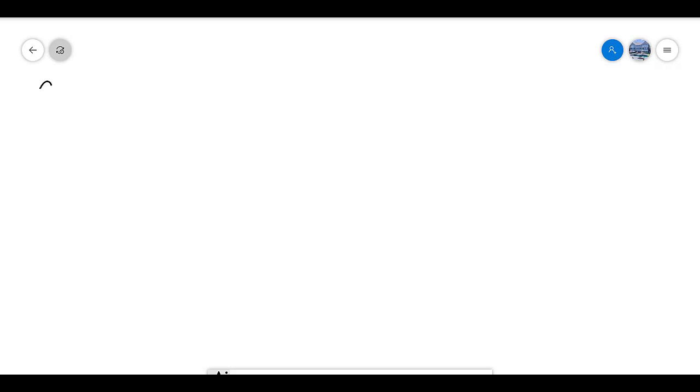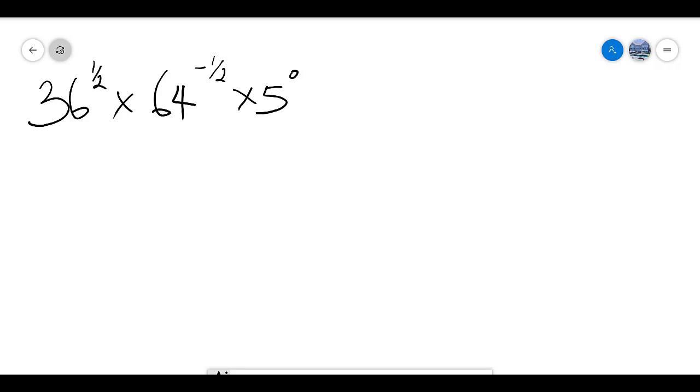36 raised to the power of 1 over 2, times 4 raised to the power of minus 1 over 2, times 5 raised to the power of 0. Okay, by now you should be able to solve something like this, but let's do it together.